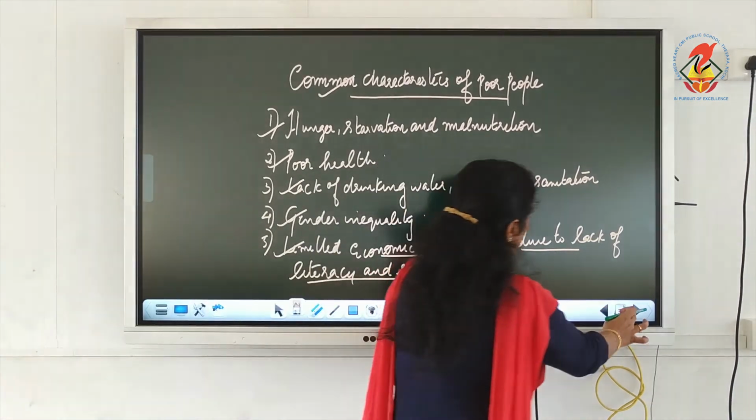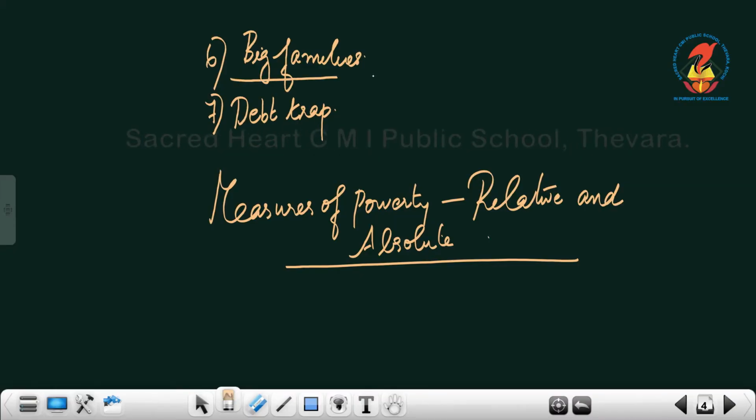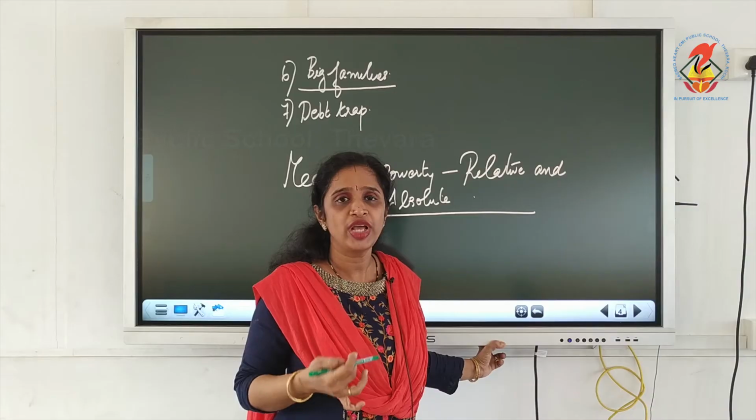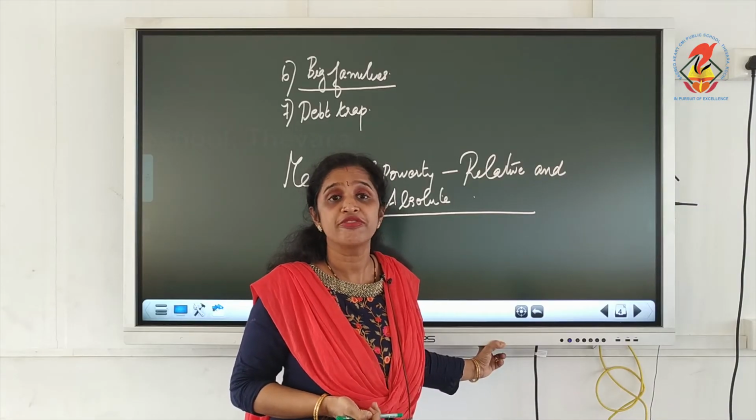Then comes the next one, big families. That can be connected to the last point. They are not that literate, and they don't have any idea regarding family planning.